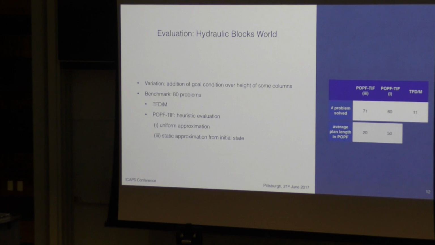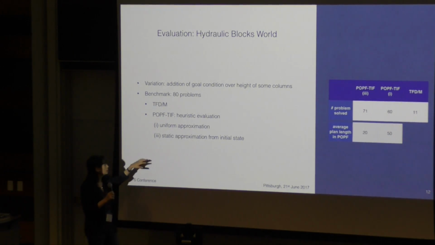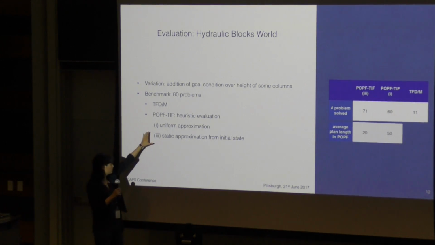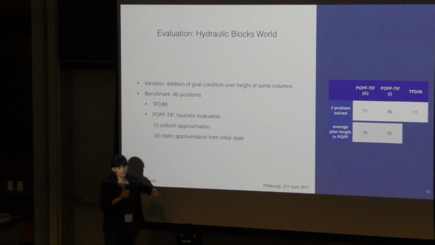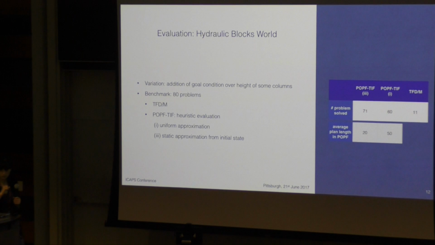Then we take a second variation of this problem, where we also have conditions on the indirect variables. And we use TFD/M and our planner with two different approximations. So we take the basic approximation and the static approximation of the indirect variables that we compute in the initial state. And we can see that TFD/M can solve only 11 of the 80 problems that we have, while our planner with the basic approximation can solve 70 problems, 60 problems, sorry.